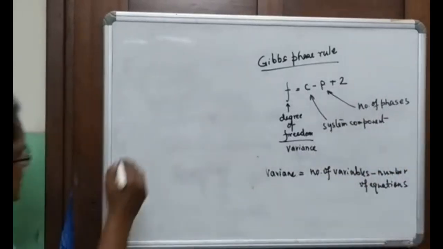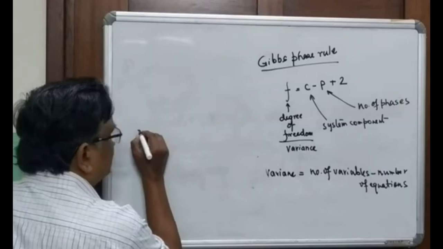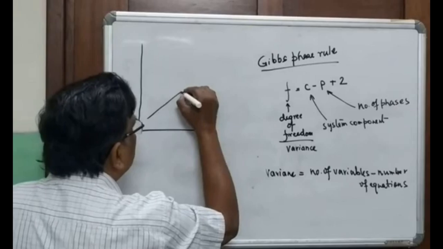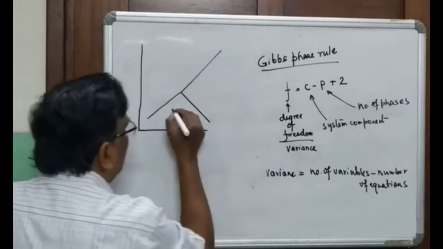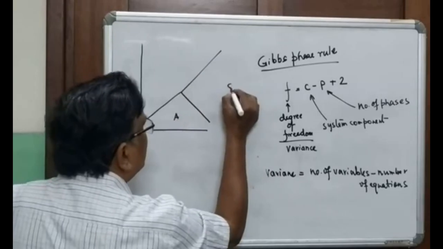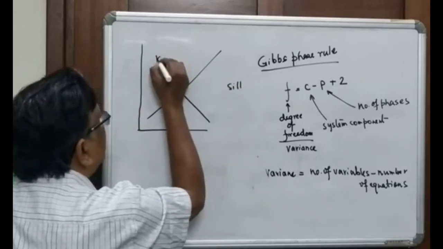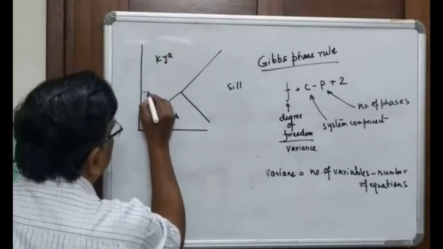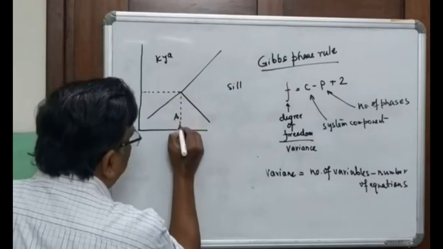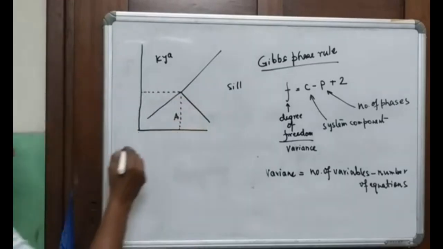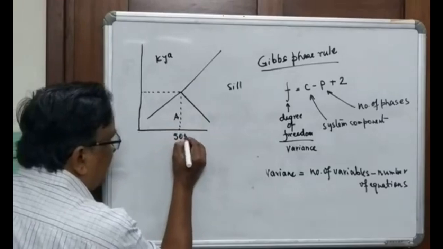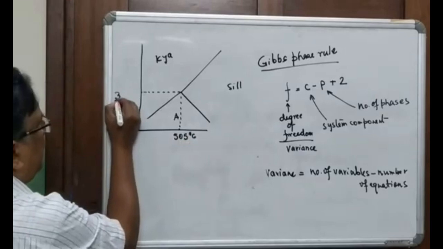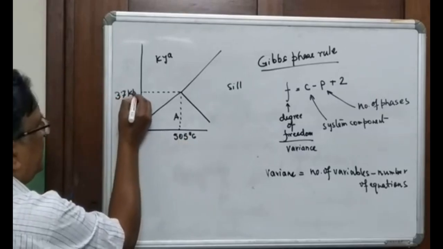Well, now let's take this phase diagram. Andalusite, sillimanite, and kyanite. And this is called the triple point. This is equal to 505 degrees centigrade and 3.7 kilobar.